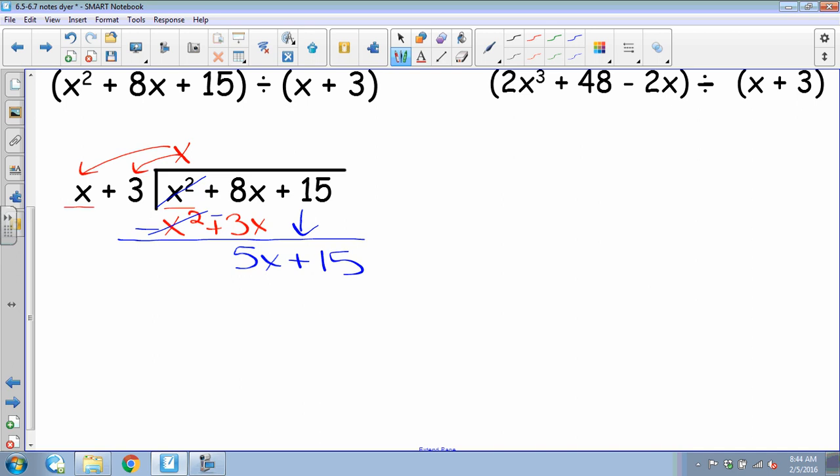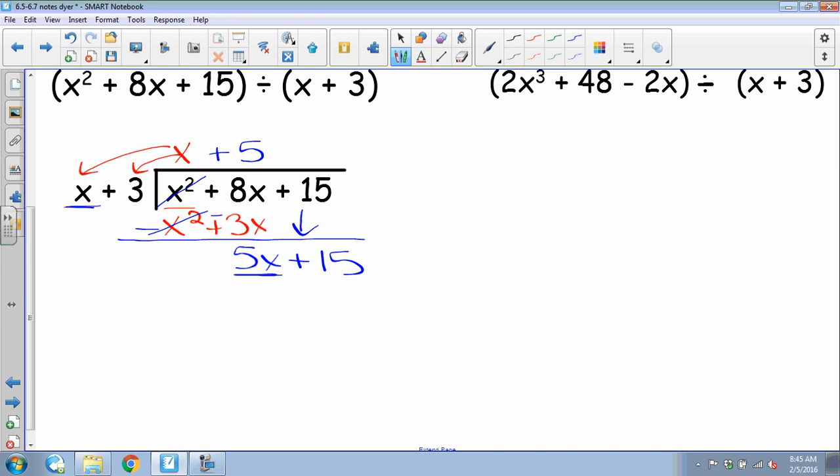Now, if it was regular numbers, what would we do next? You divide again. You take this and divide it into this, right? That's the natural process for long division. It's still the same. So we're going to say x goes into 5x. How many times? Which means, what do I have to multiply x by to get 5x? 5. So it's a positive 5, so we put plus 5.